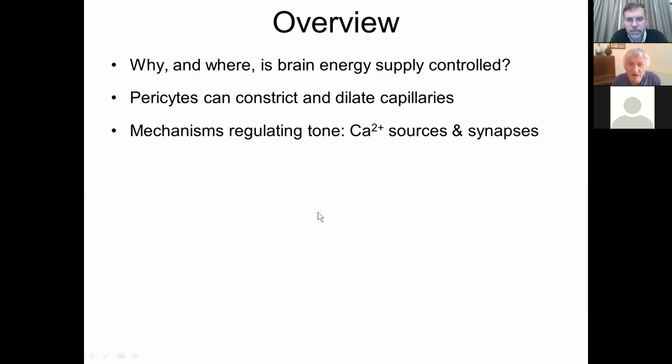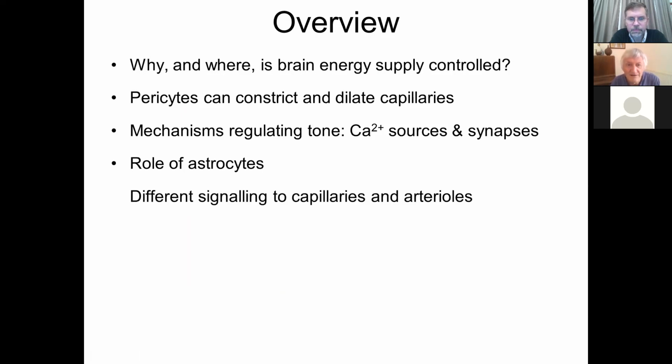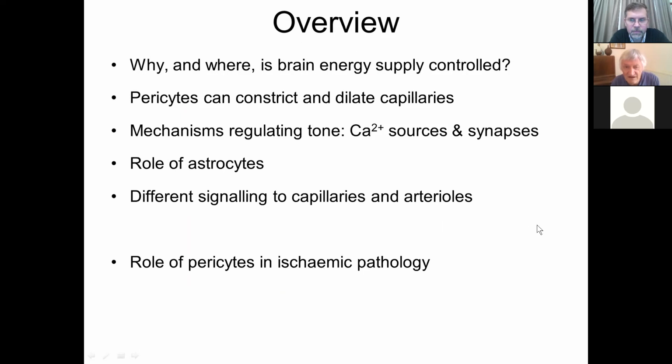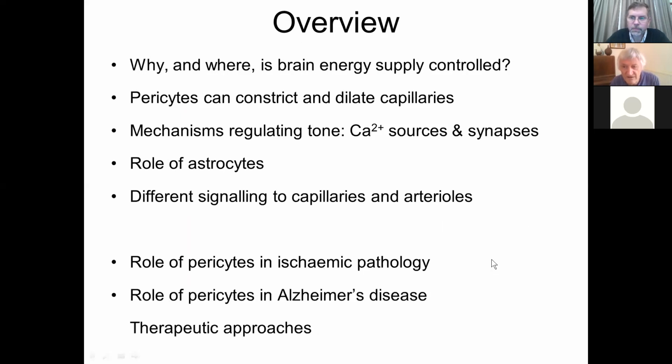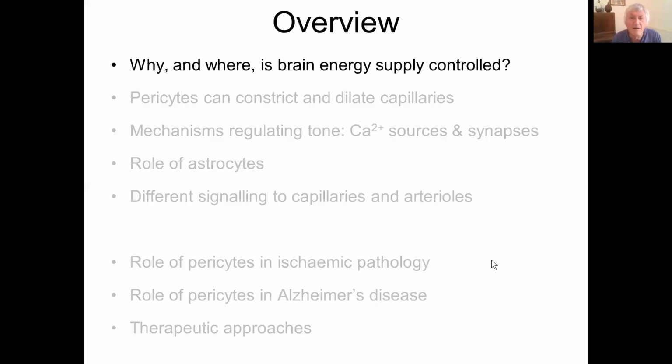I'll then bring some glial cells in, as most of you are from this glial cell club, looking at the role of astrocytes. And I'll show you that there's different signaling to capillaries and arterioles. I'll then turn to pathology and look at the role of pericytes in ischemia, in Alzheimer's disease, and briefly consider some therapeutic approaches. So let's start out looking at why brain energy supply is controlled.